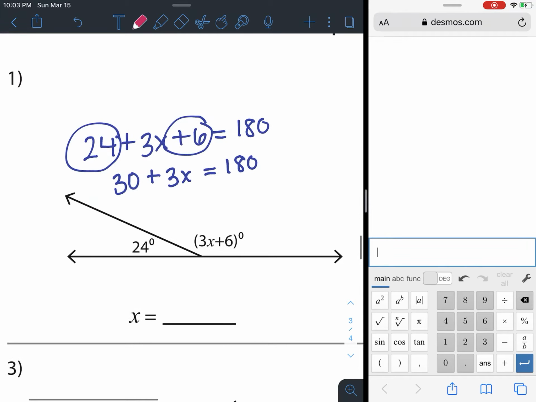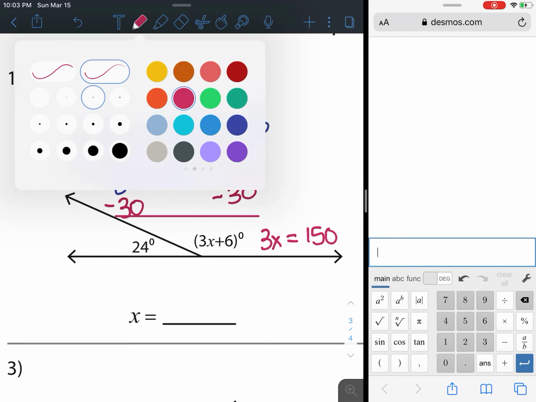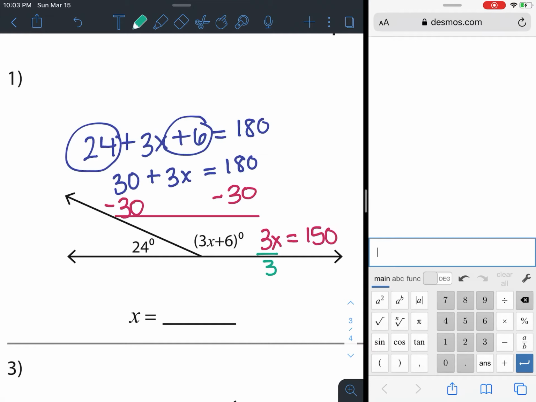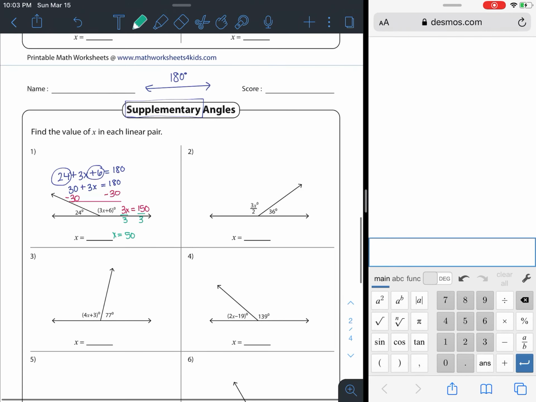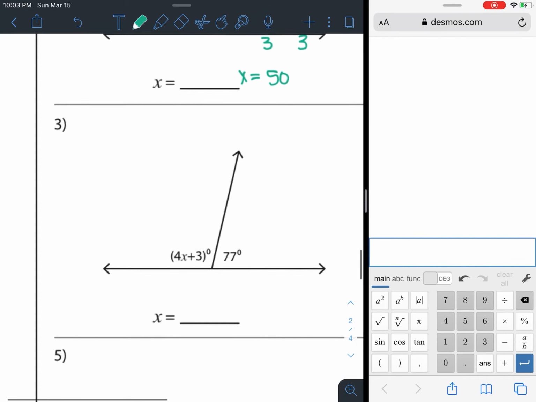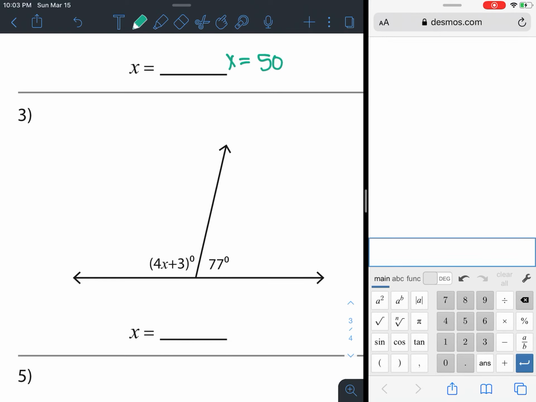So now 30 is on the same side of x but not attached. So we subtract 30. So now 3x equals 150. So the last step is to divide by 3. So x equals 50. Let's go ahead and do number 3 together as well.